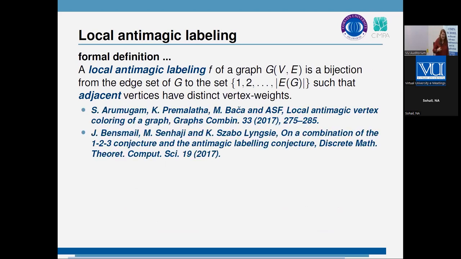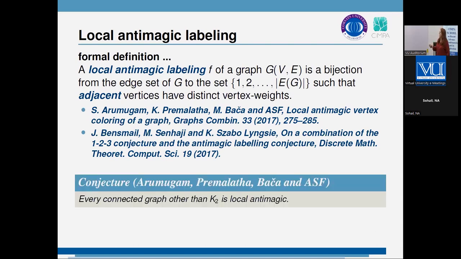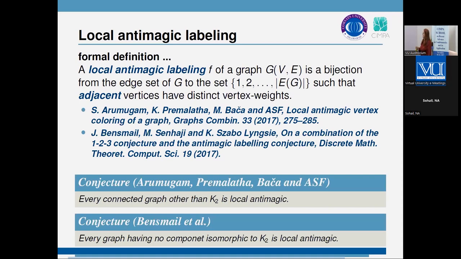This concept is quite new. In 2017, two groups of people independently defined this concept. The group around Professor Arumugam conjectured that every connected graph other than K2 is local antimagic. Trivially, K2 is an exception, because we have only one possibility to assign a number to the edge, it's one, and both vertices have weight one. Another group and their co-authors conjectured something stronger: that every graph with no component isomorphic to K2 is local antimagic.